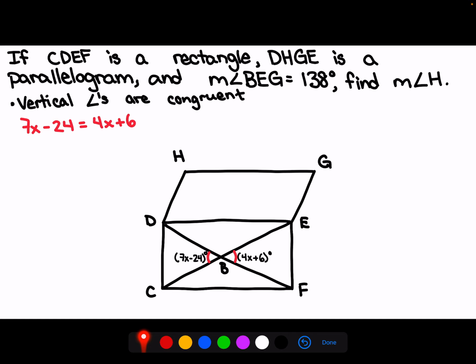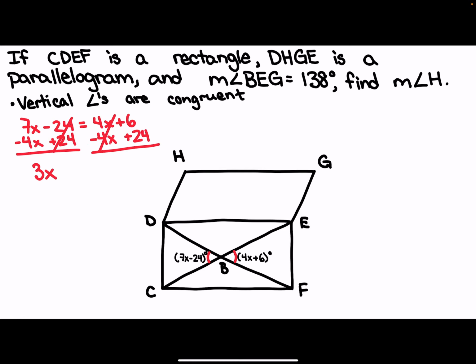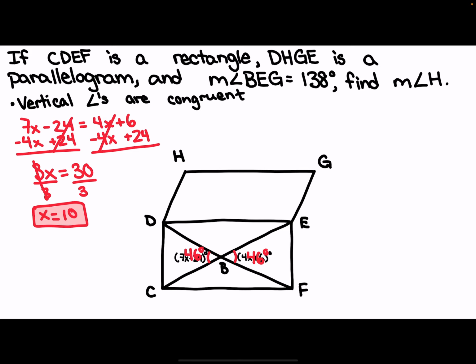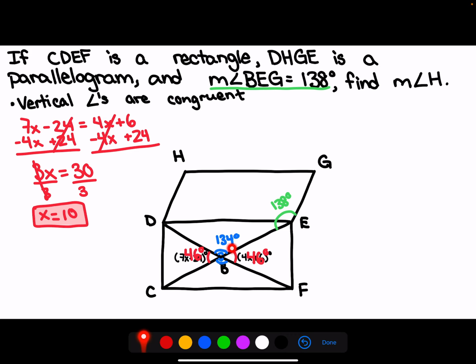So 7x minus 24 equals 4x plus 6. If I subtract 4x from both sides and add 24 to both sides, we get 3x equals 30. So therefore, x is equal to positive 10. From there, we can solve to find this angle up top here, angle DBE. So I plug 10 back in, and I get 7 times 10, which is 70, minus 24, which is 46. So I know both these red angles are 46, and this top angle will be 134.